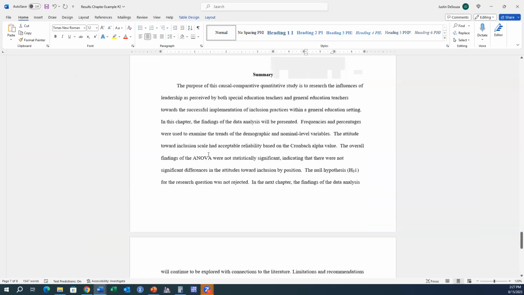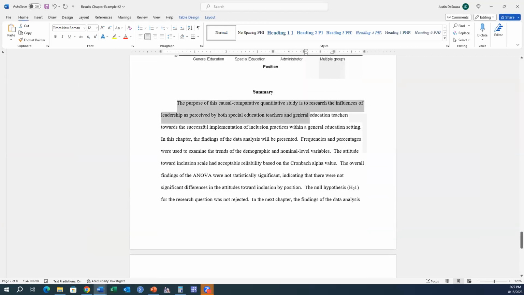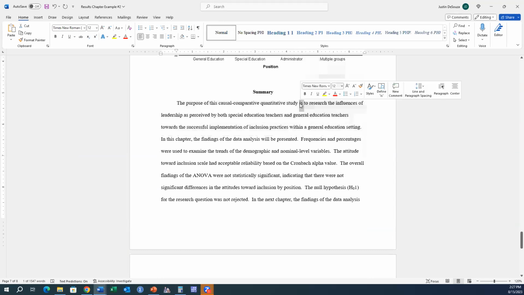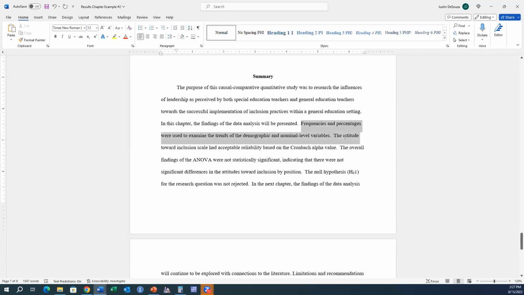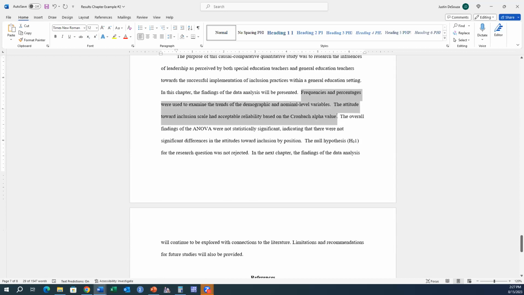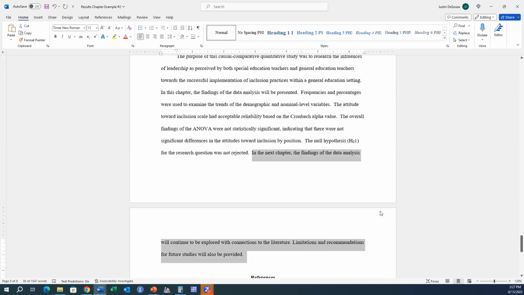Okay, so we have that here. Again, just copy and paste your purpose statement. And oftentimes at this part of the paper, I would see this shifted to past tense. So the purpose of this study was, because it's now been conducted. And then what was presented in this chapter? What were the overall findings of the ANOVA? Was the null hypothesis rejected or not rejected? And then give a preview to the next chapter. So in the next chapter, that's usually when you connect your findings back to the literature, and you can discuss limitations and recommendations for future studies.